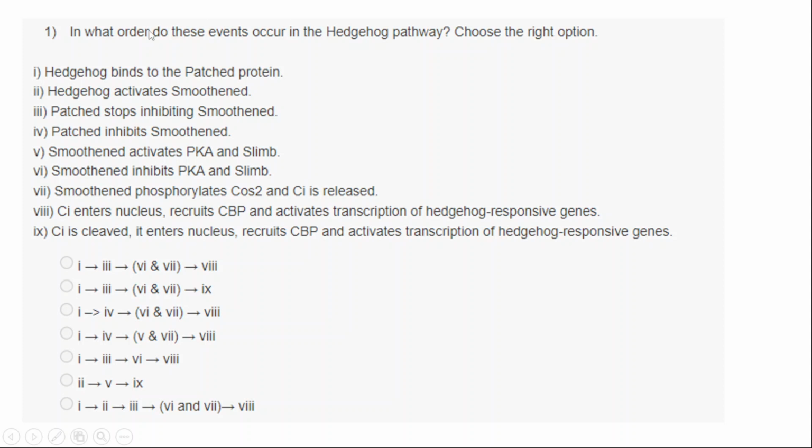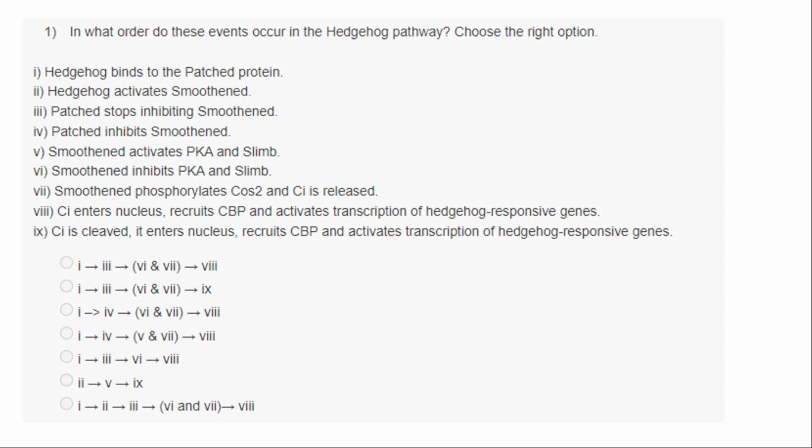Yes, great, great. In what order do these events occur in the hedgehog pathway? Is the question. Choose the right option. So there are a series of events that are happening in the hedgehog pathway, and what we have to do is determine the correct order of events. First statement: hedgehog binds to the patched protein. Second statement: hedgehog activates smoothened. Third is patched stops inhibiting smoothened. Patched inhibits smoothened. Smoothened activates PKA and Slimb.